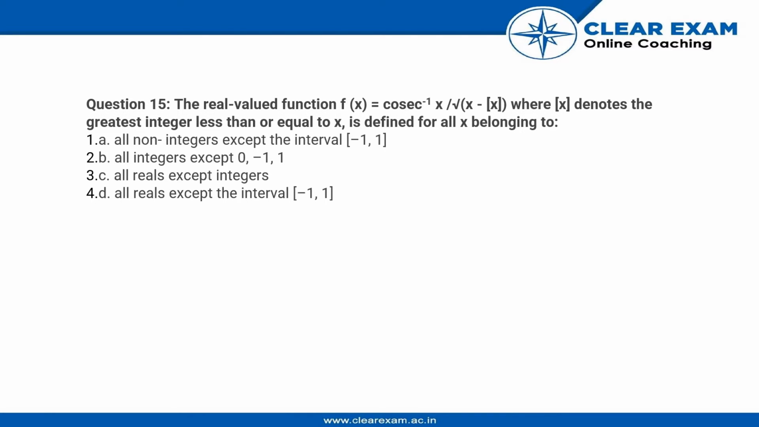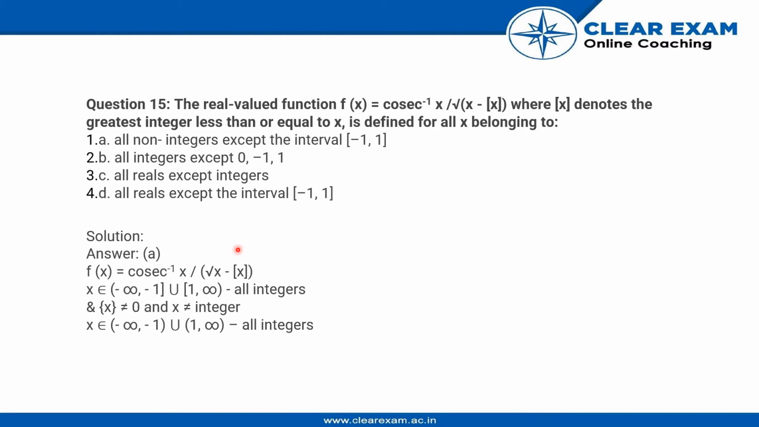The real valued function f of x is equal to cosec inverse x upon root of x minus greatest integer function x, where the greatest integer function denotes the greatest integer less than or equal to x, is defined for all x belonging to. So we need to find the domain of x, and what we are given over here is the function cosec inverse x upon root of x minus the greatest integer part of x.